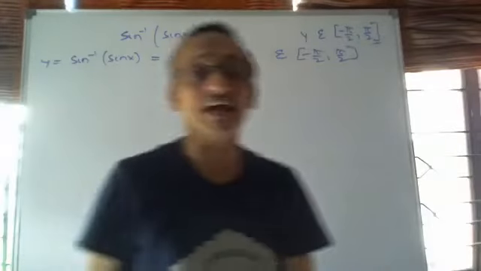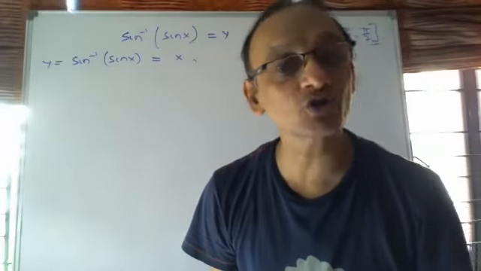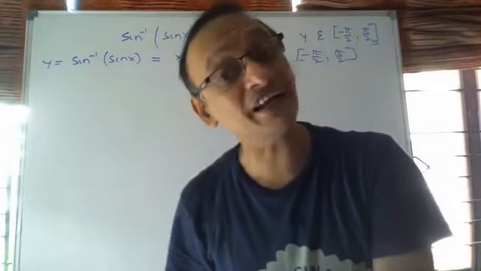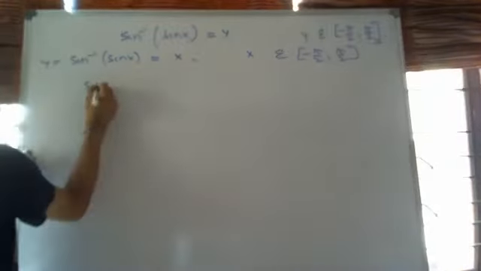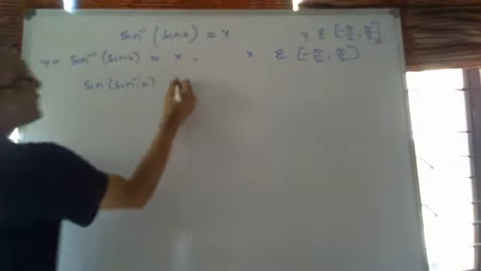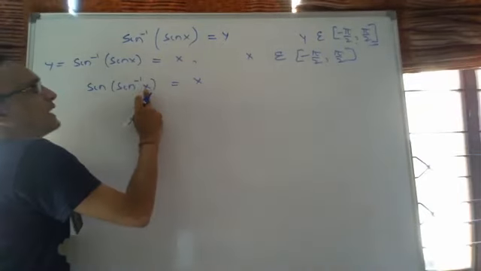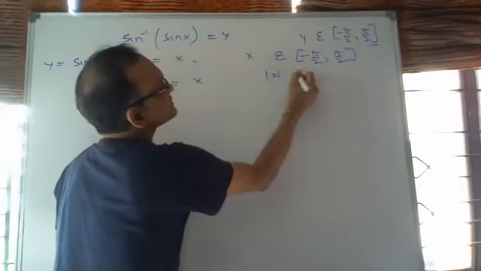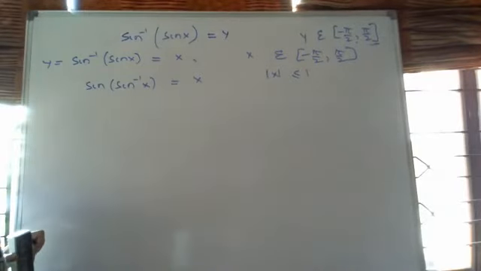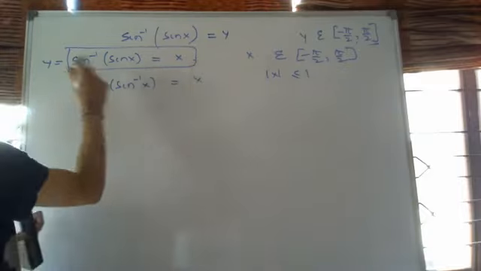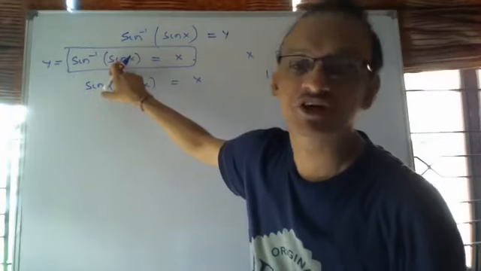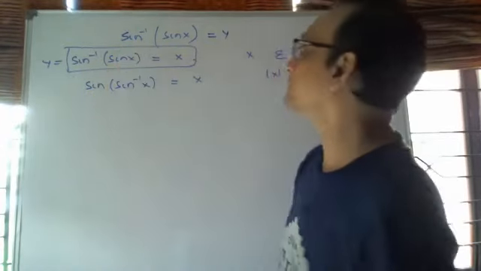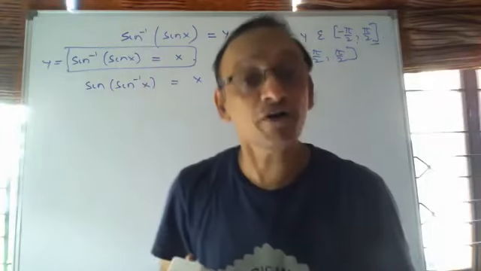So sin inverse sin x will be x only if x belongs to -pi by 2 to +pi by 2. But sin of sin inverse x will be x always. There is only one thing to keep in mind: obviously this function is defined only for mod x less than or equal to 1, x between -1 and +1. And I have also shown you what to do if x doesn't belong to this interval, how to manipulate it. So that was the story of sin inverse x.